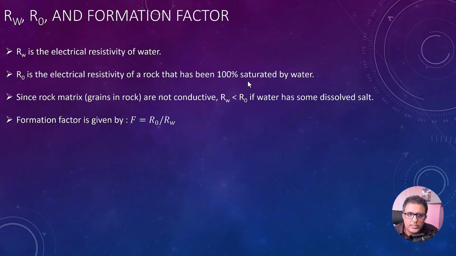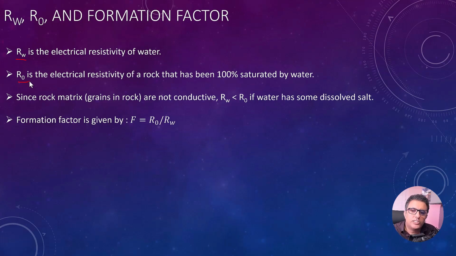Okay, now let me talk about some important definitions in terms of resistivity. One of the most important resistivities is RW, the electrical resistivity of the water in the formation. In deep reservoirs that we mostly deal with in oil and gas, the formation water is brine, which means there are a lot of sodium chloride ions in it, and for that reason the brine is conductive. So RW usually is a small number.